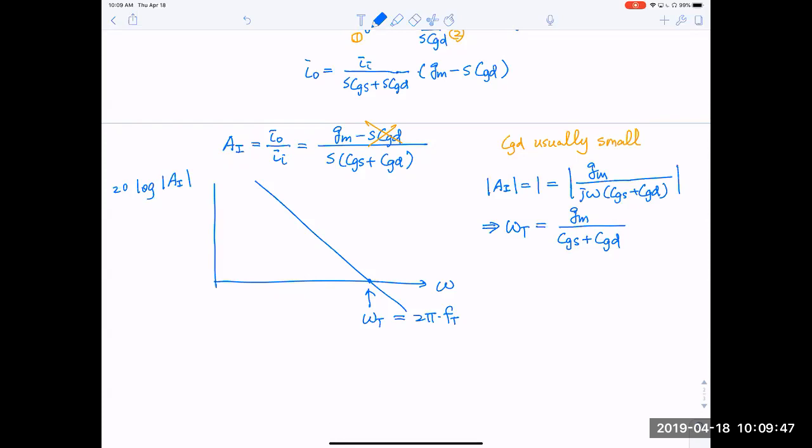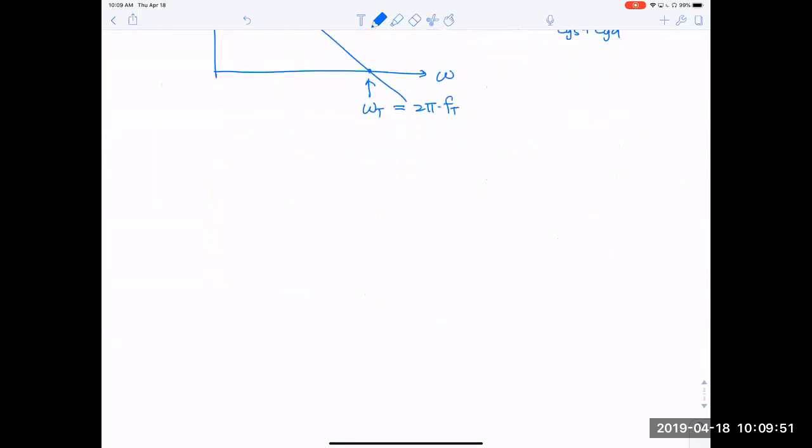Okay, all right. So we are now equipped with this tool. So let's look at the frequency response. So high frequency response of the CS amplifier, common source amplifier.